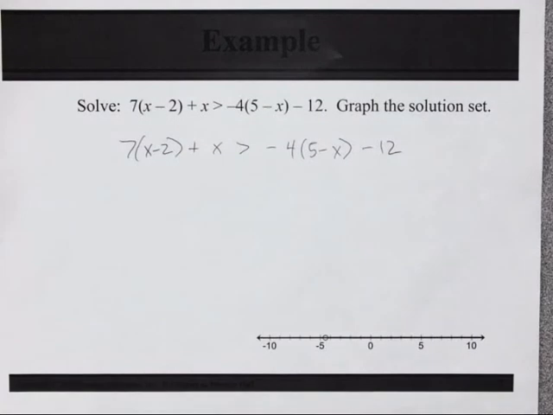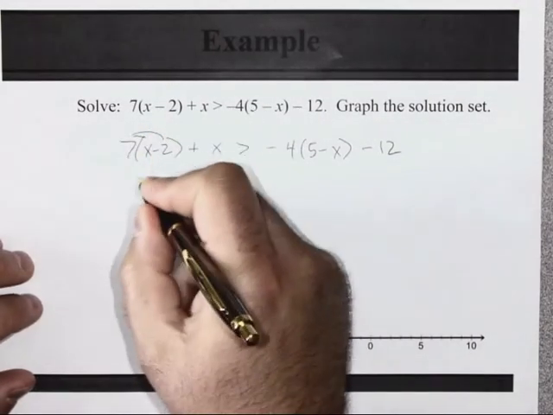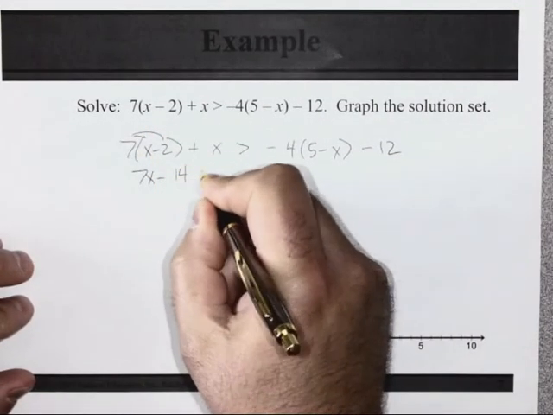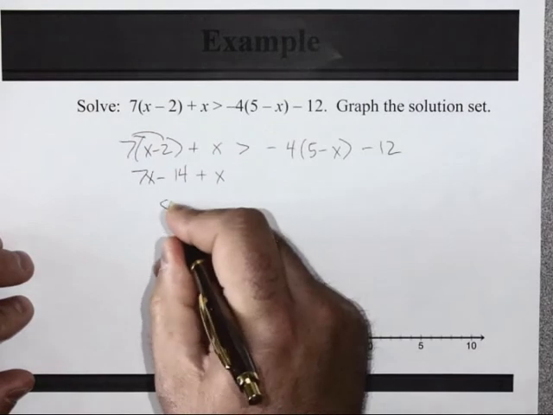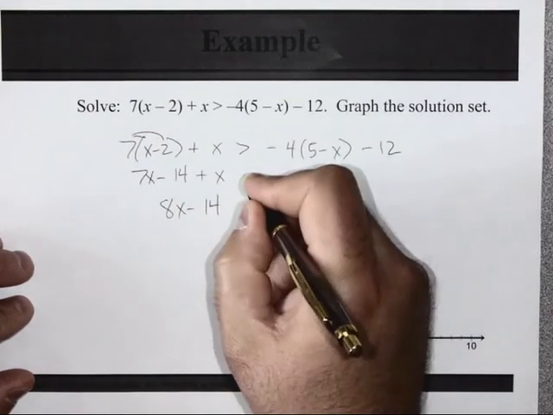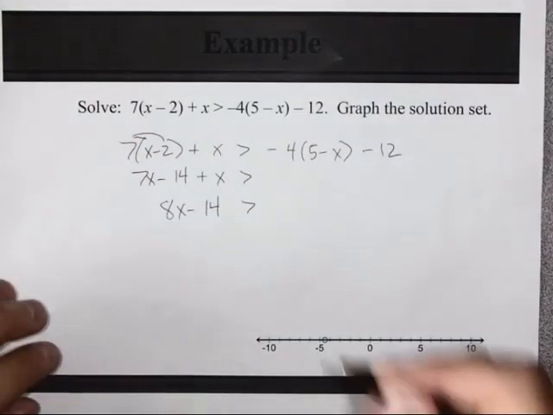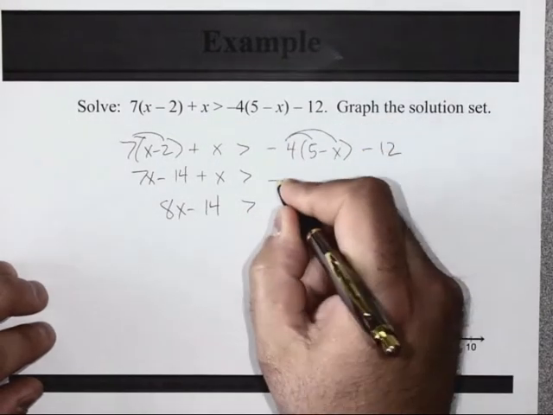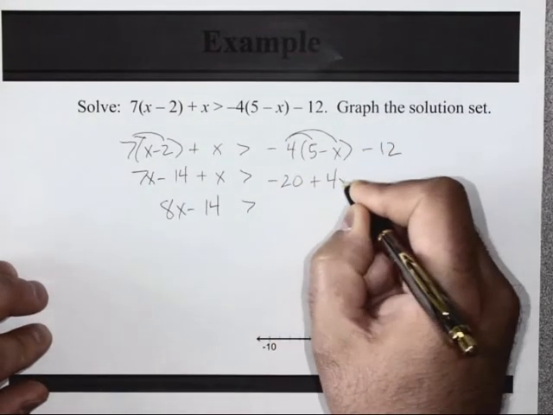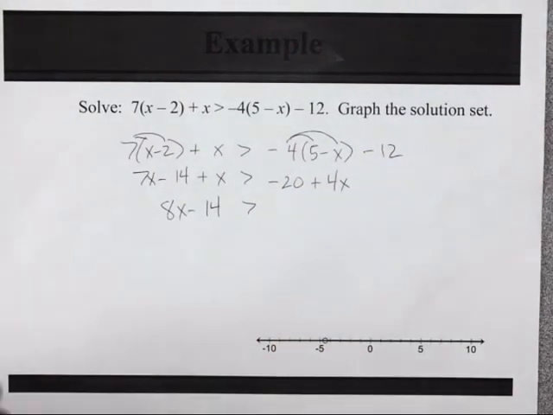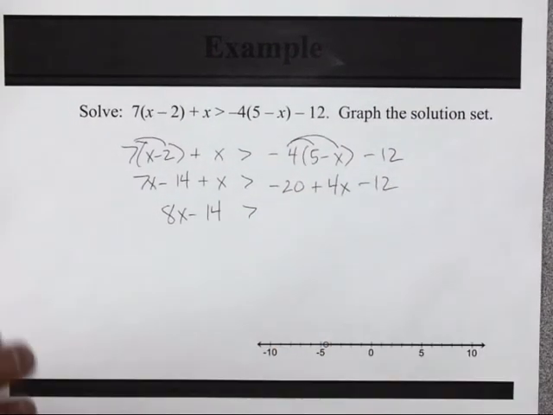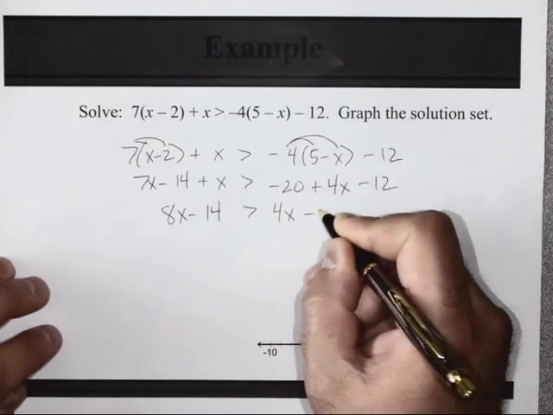Once again, simplify each side just like you would solve an equation. So we can distribute here and combine the like terms. That gives us 8x minus 14 on the left-hand side. Simplify the right-hand side, minus 20 plus 4x minus 12. Then I can combine the like terms once again, so 4x minus 32.